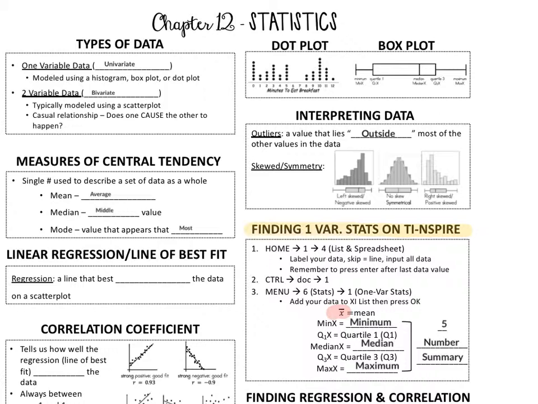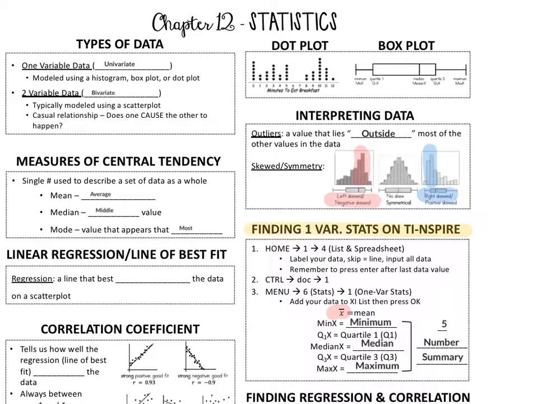If data is skewed, you can see the chart on the left here has it skewed to the left, which means that the majority of the data is actually to the right side, which is over here. And then if you're skewed to the right, the majority of your data is going to be on the left side. So that's just another way of looking at data as a whole and interpreting it.